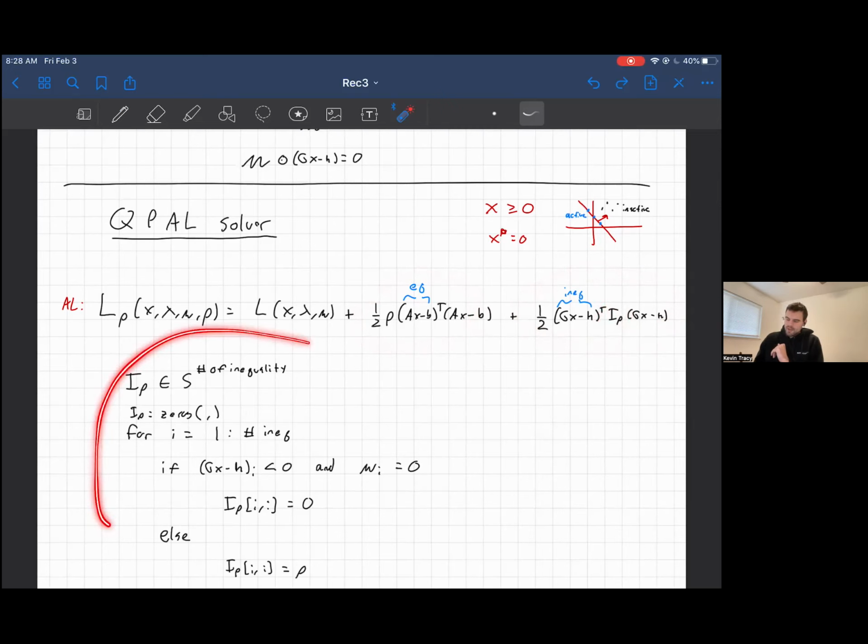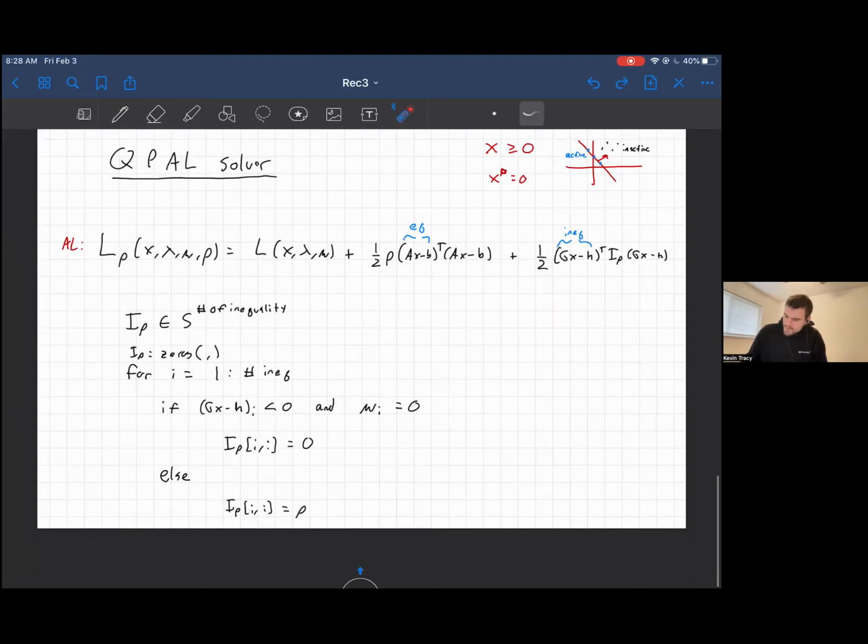And here's how we create I rho. What we'll do is we'll go through and at each diagonal, we'll determine is that constraint active or inactive. If it's inactive, we forget about it. If it's active, we treat it like an equality constraint and we just put a rho there. So if you imagine all of my inequality constraints were active, this I rho would be a diagonal matrix with rho everywhere. And this would be mathematically equivalent for the equality and inequality cases.